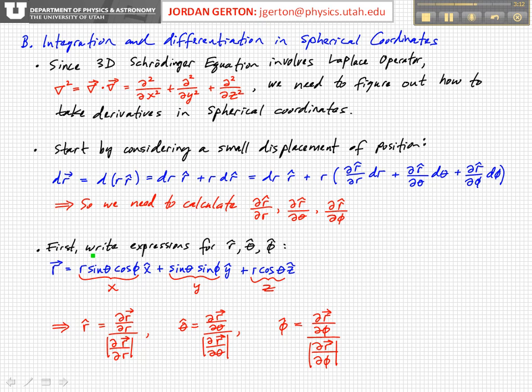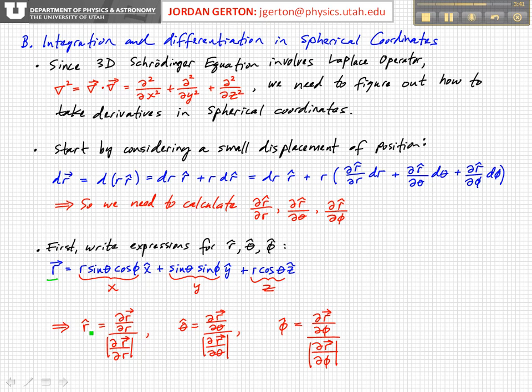Okay, so if we write down the position vector r, which is equal to x x hat plus y y hat plus z z hat, and then if we plug in the expressions in polar coordinates for x, y, and z, we get r sine theta cosine phi x hat plus r sine theta sine phi y hat plus r cosine theta z hat.